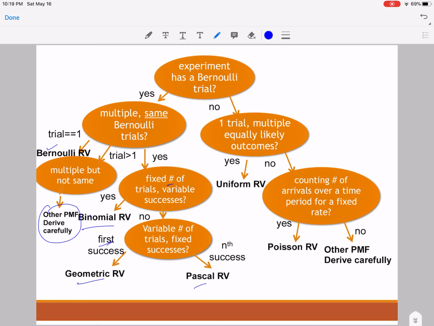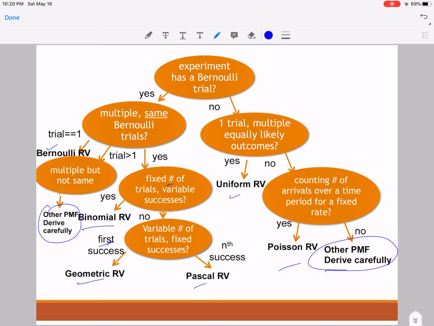If none of these holds true, ask yourself, am I performing one experiment with multiple outcomes? If the answer is yes, then ask yourself, are they equally likely? If the answer is yes, then you're going to use a uniform random variable. If no, then ask yourself, am I counting the number of arrivals over a time period for a fixed rate? If the answer is yes, use a Poisson random variable, otherwise derive your PMF carefully.